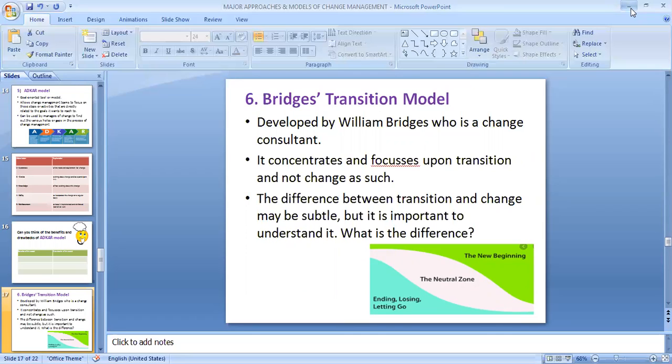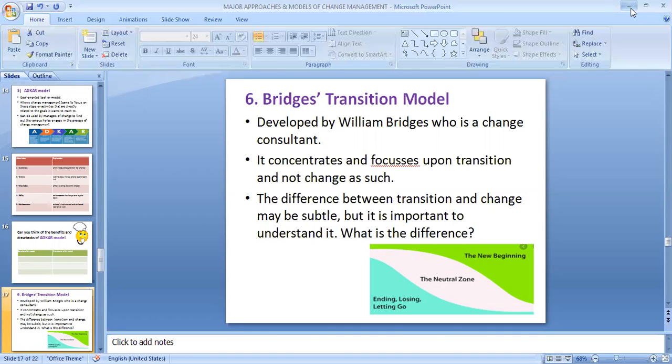The specialty of this model or theory is that it concentrates and focuses upon transition and not change as such. So the difference when it comes to Bridges transition model, when we compare it to other change management models, is that this model specifically focuses upon the transition, not on the change. There is a difference between transition and change. That is very subtle, but you have to understand this subtle point. What is the difference between change and transition?